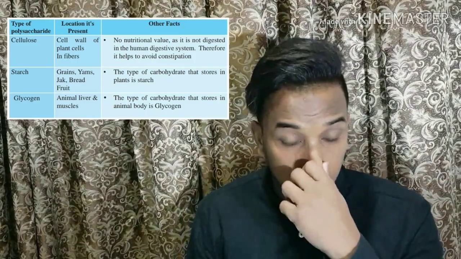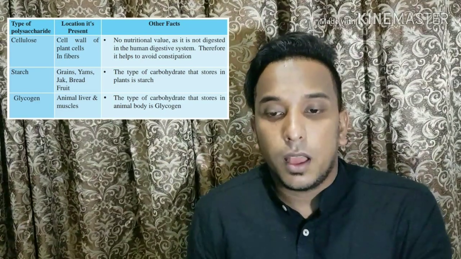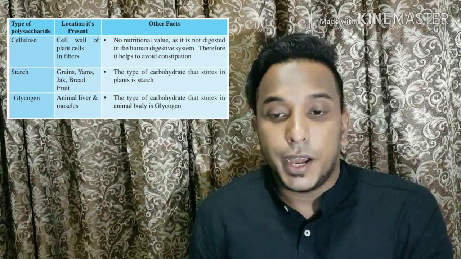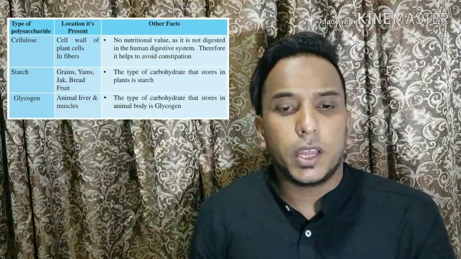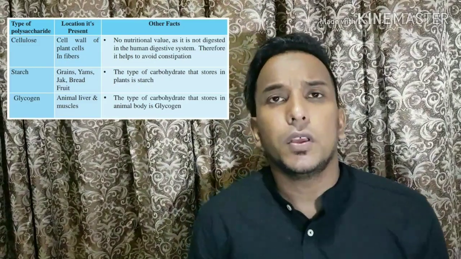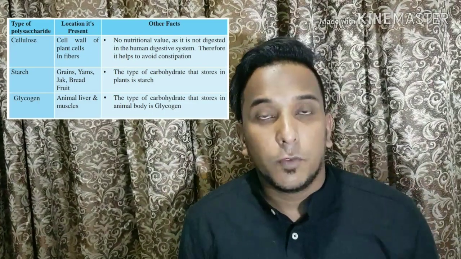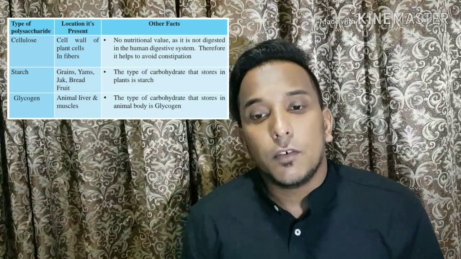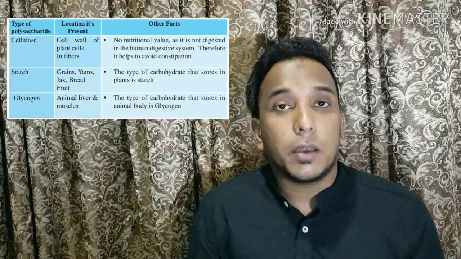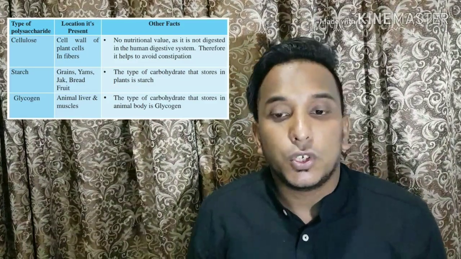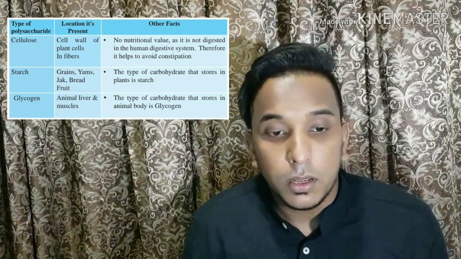Let's go on to some deeper features of cellulose. Cellulose has no nutritional value as it is not digested in the human digestive system. Therefore, it helps to avoid constipation. When you are suffering from constipation, many people advise you to have fiber-rich food. The reason is that cellulose is not digested by the human body, so it can help you avoid constipation.